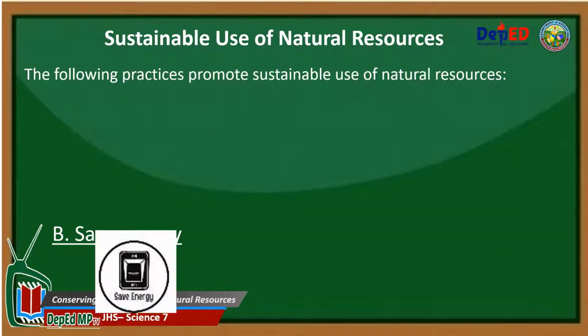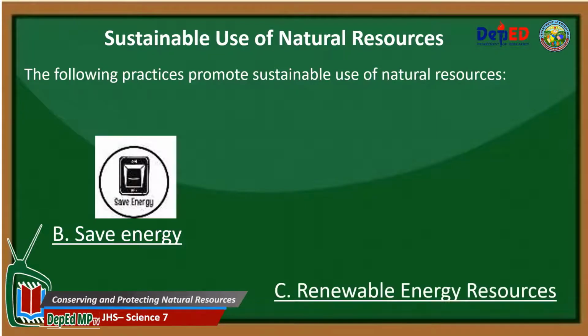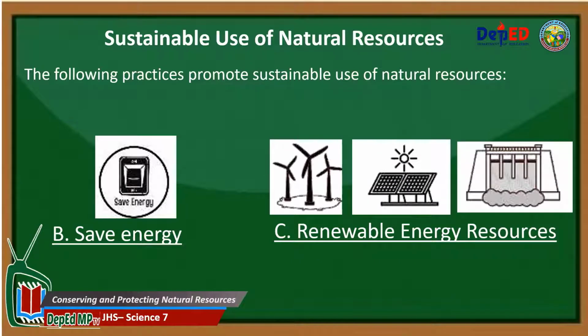B. Save energy. Conserve energy by turning off the lights and other appliances when not in use. C. Renewable energy resources. Using wind, solar energy, and other renewable energy resources instead of burning fossil fuel.